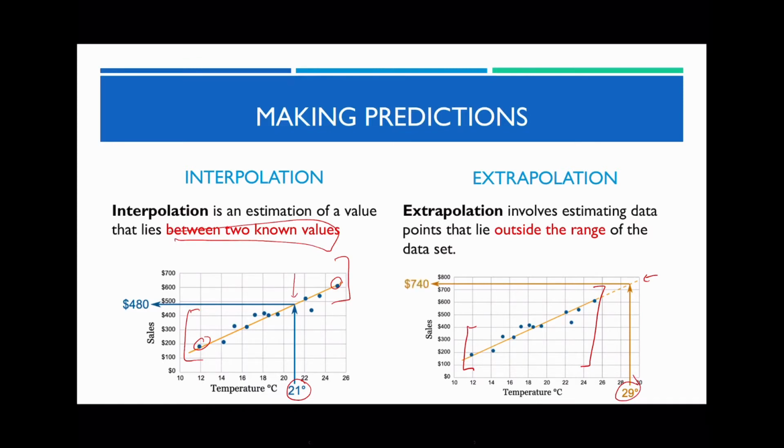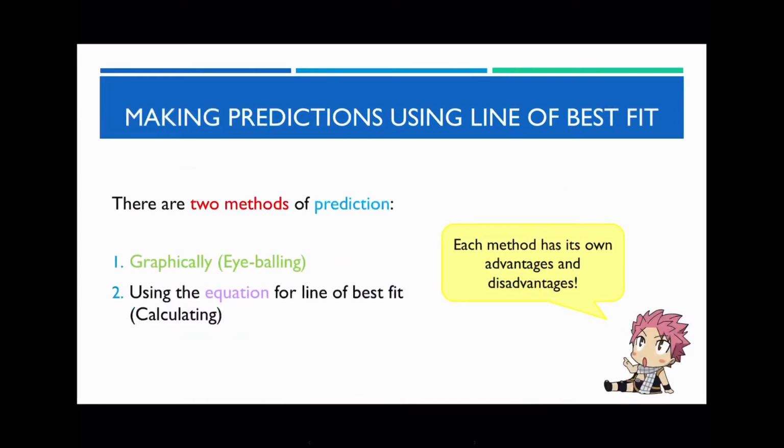So in this case, if I was to eyeball it, this is going to be roughly $740 worth of sales, okay? Now, when we are either interpolating or extrapolating, or trying to find a value within the actual scatter plot, there are two ways that we can estimate the value. We can estimate the value graphically, meaning you just eyeball it from the line of best fit, or you could use the equation for the line of best fit that you've generated to work it out. So this involves a bit of calculation, okay?